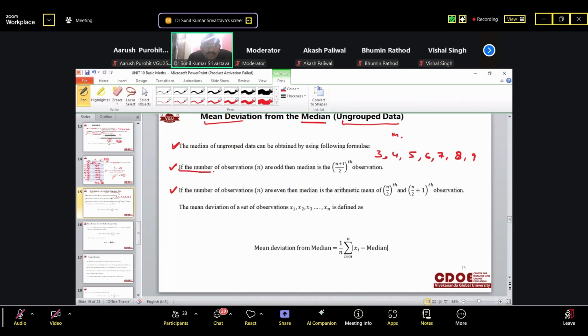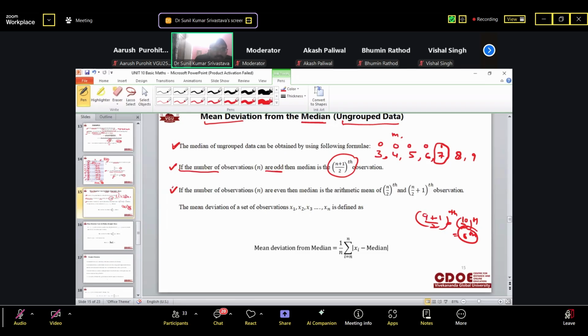If the number of observations is odd, then the median is the (n plus 1) by 2 th term. First of all, we have to write the given data in ascending or descending order. Here the data is already in ascending order. The total number of observations is 9, so 9 plus 1 by 2, that is 10 by 2, is the fifth term of the given observations: first, second, third, fourth, and fifth. This value will be the median of the given observations.